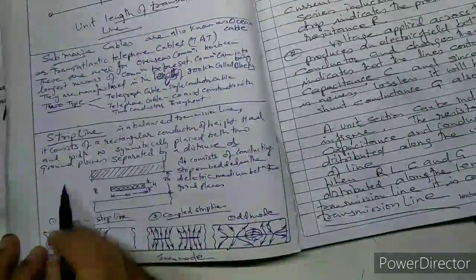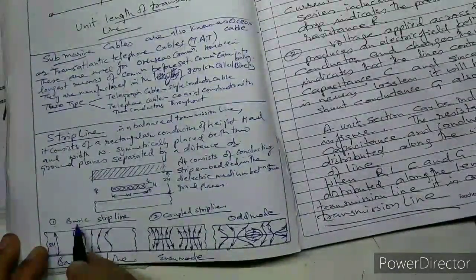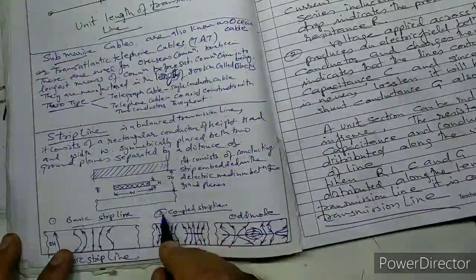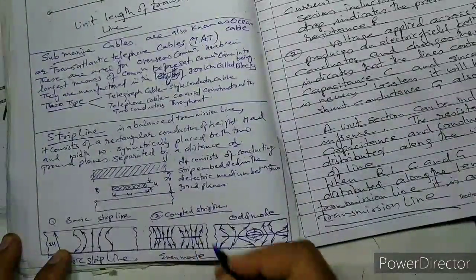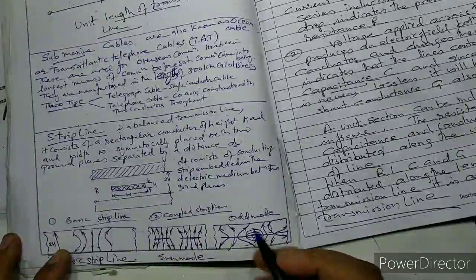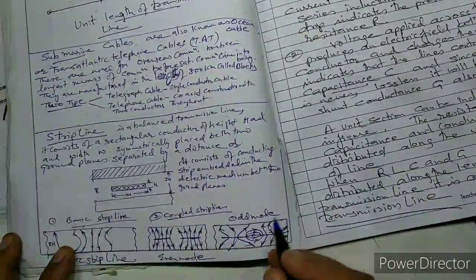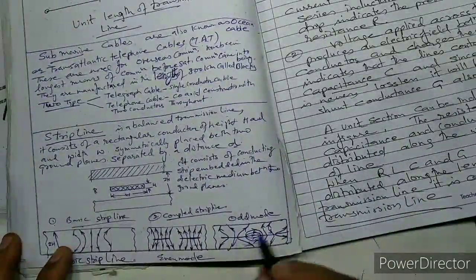First type of strip line is the basic strip line. It is shown here. Second is the coupled strip line. So this is the even mode coupled strip line. Third is the odd mode strip line. It is like this.